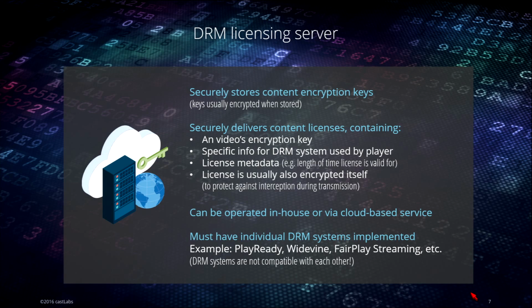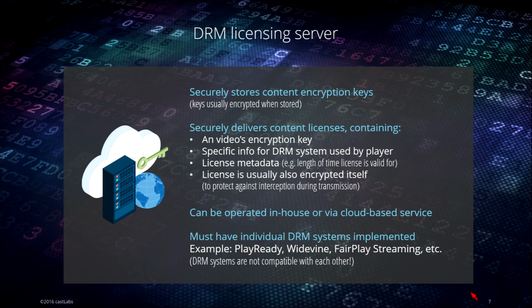The DRM licensing server actually stores the content encryption keys, and the keys are actually encrypted before they're sent up to the server. This securely delivers the content licenses containing the video's encryption key, specific info for the DRM system for a particular player, particular device, the metadata for the license, and the license itself is usually encrypted to keep it from being intercepted during transmission.